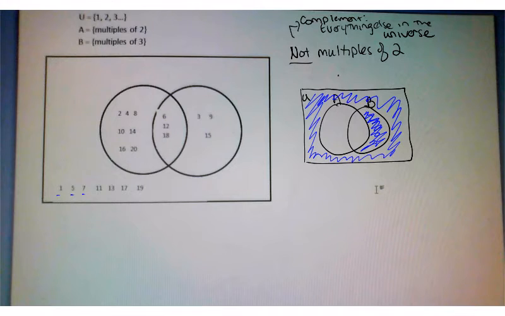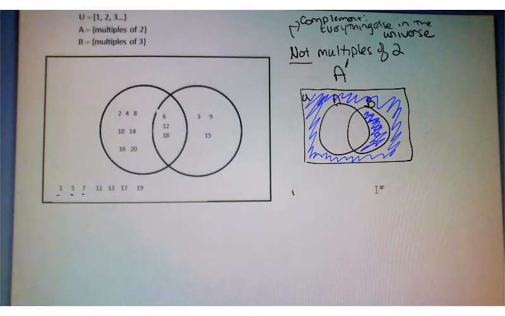To notate this, multiples of 2 are shown with A. Now you might think to negate that we would draw a line through it, and that would certainly make sense. However, we use a little bit different notation. We use this little prime. It's read as A prime or A complement, and it's understood then that we want the complement of A, which in this case would mean not multiples of 2.